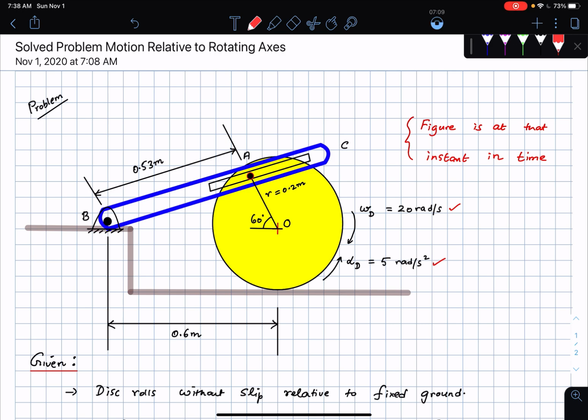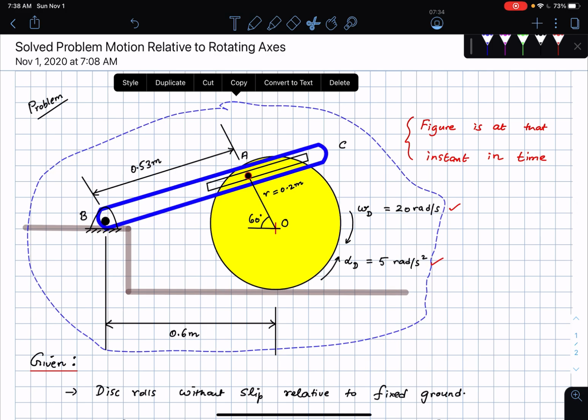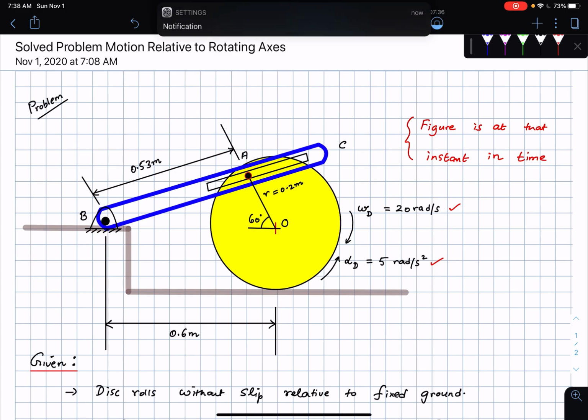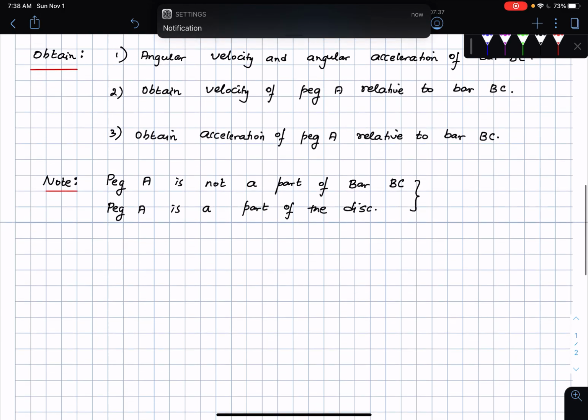Then I have a bar BC with a slot cut into it, and we are told that the peg moves relative to the bar BC. So I need to find the angular velocity of the bar BC, its angular acceleration as well, and the relative velocity and acceleration of A with respect to the bar BC. These are the things we need to find out. I'm going to grab this figure, and we will start analyzing it one by one. I'm going to copy this, hopefully nothing changed, and then bring it here.